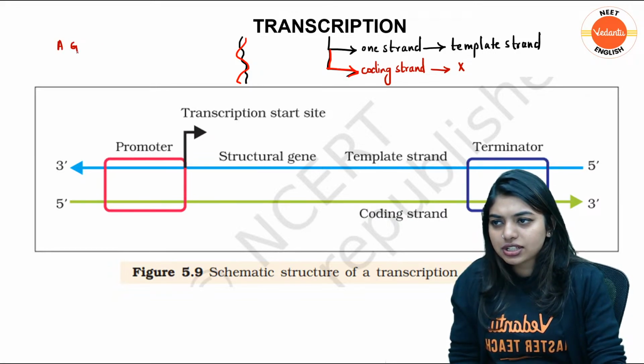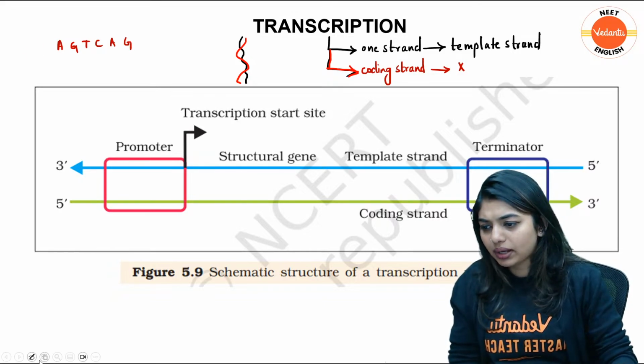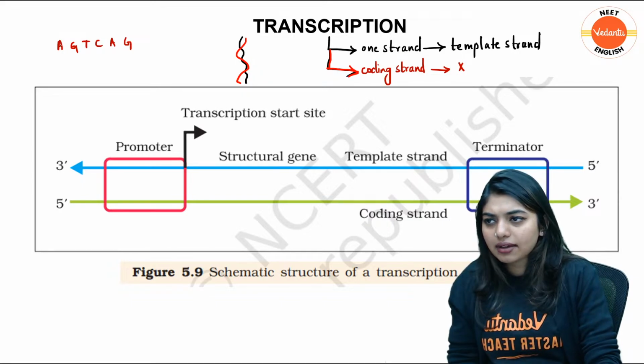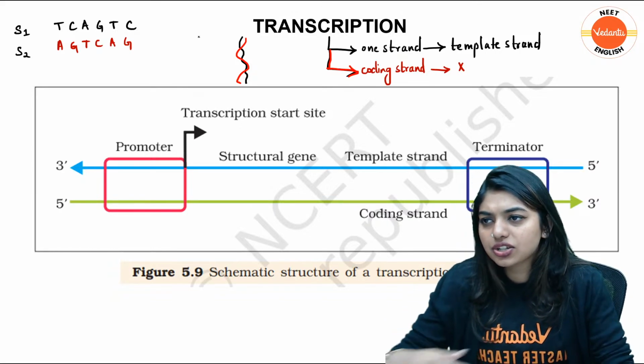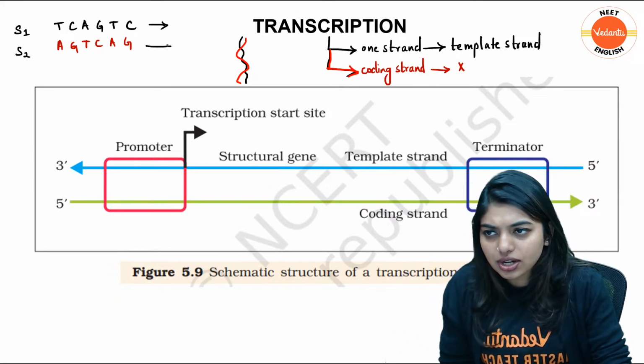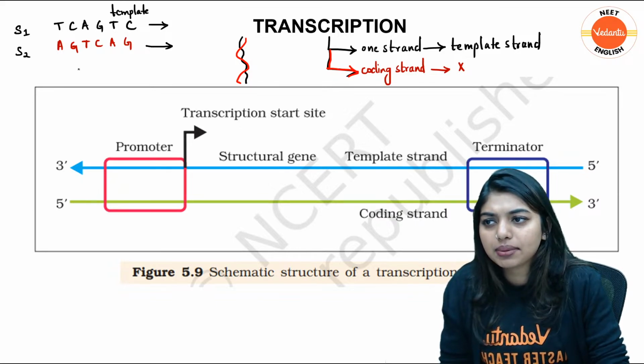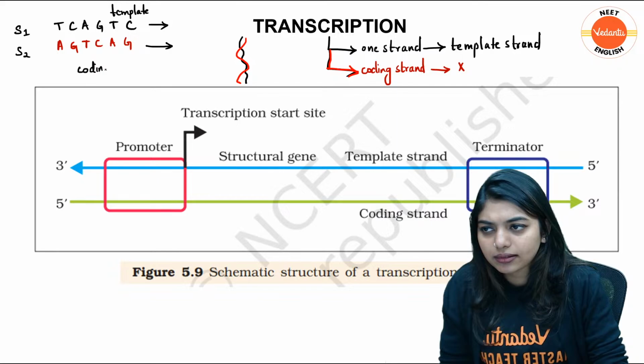Simple, students. I have two strands. Now say A, G, T, C, A, G. This is my strand number 1. Let's put it in same colors. Above this I have, let's say T, A and T will bind, C, A, G, T, C. This is my strand number 1, S1, S2. Now, this strand is going to form an mRNA. This is my template strand, and this becomes my coding strand.